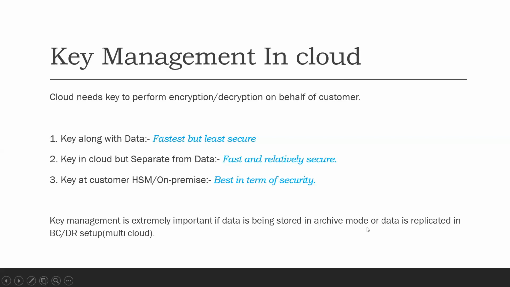And key management is extremely important if data is being stored in archive mode. Archive mode is data at rest, and data at rest means that AES is in place. Because archive mode data gets stored for 7 years, 10 years, 12 years. So if after 12 years you don't know where your keys are, you will actually lose the data, because if you don't have the key, you will not be able to decrypt it again.